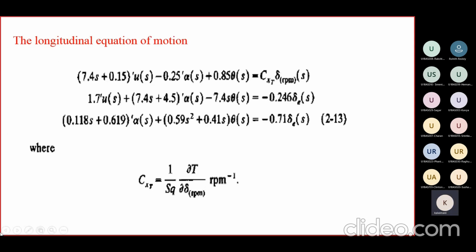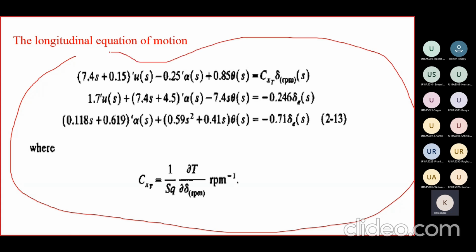So these are the longitudinal equations of motion. We already studied these equations of motion in aircraft stability and control, so we simply take those equations. This equation relates all these parameters, where alpha is your angle of attack, theta is your pitch angle, and del E is the elevator deflection angle. So this equation of motion gives your longitudinal equations of motion for these various design parameters.